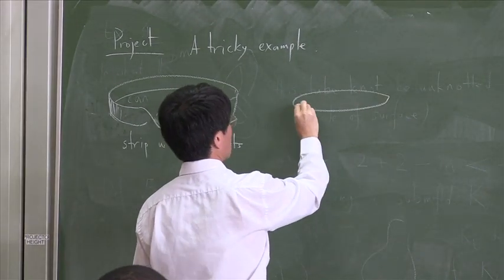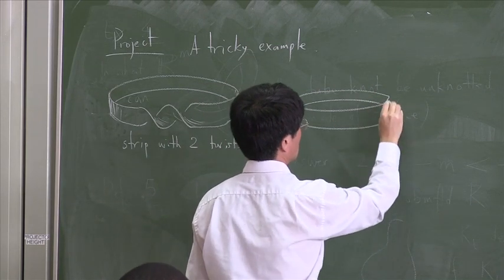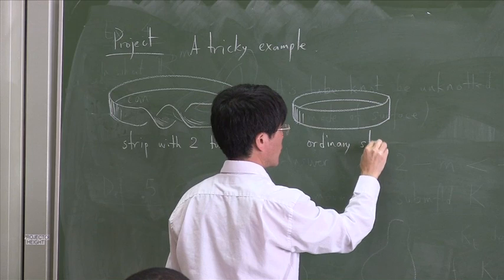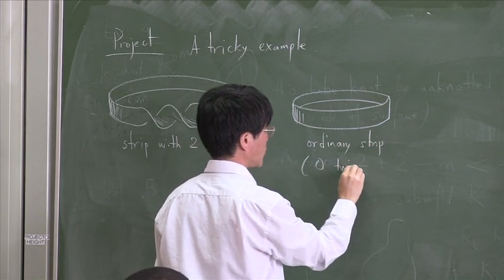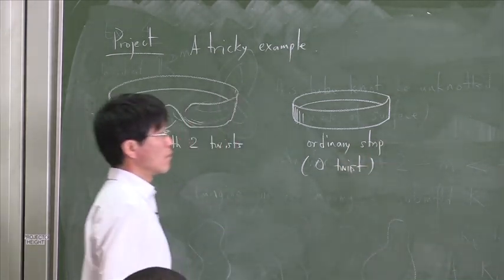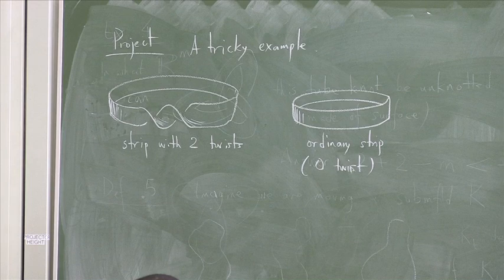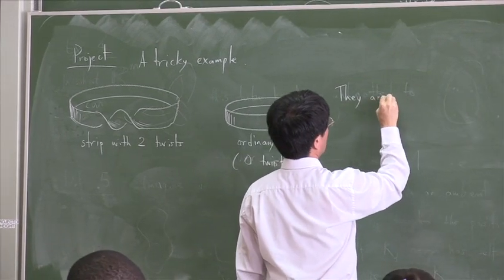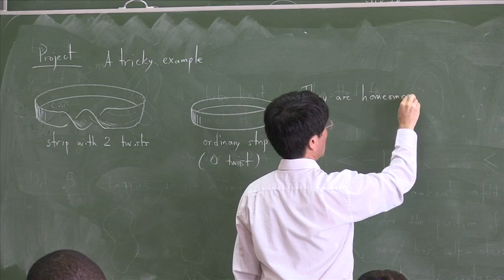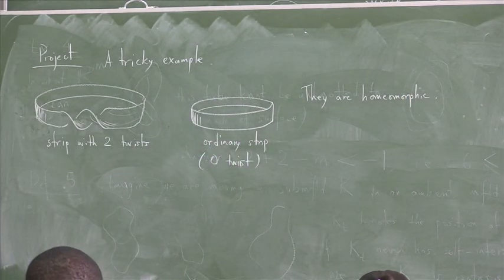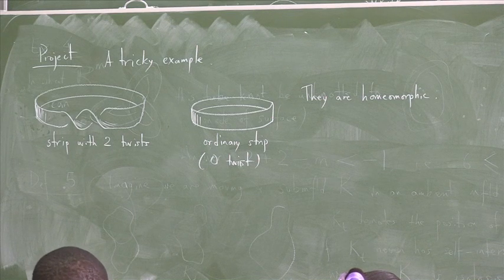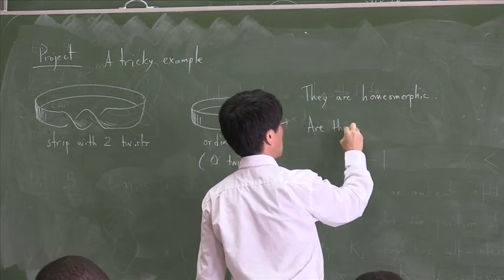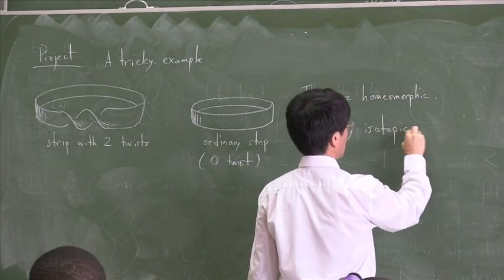So topologically, it is just a copy of this ordinary strip, no twists, zero twist. Okay, so these are homeomorphic. I hope you agree. Same topological object. Now, the question is, are they isotopic in R3?